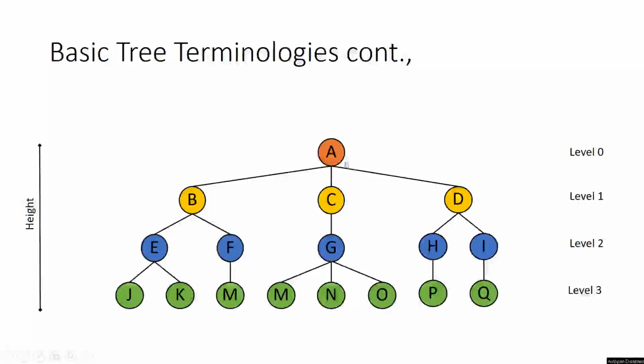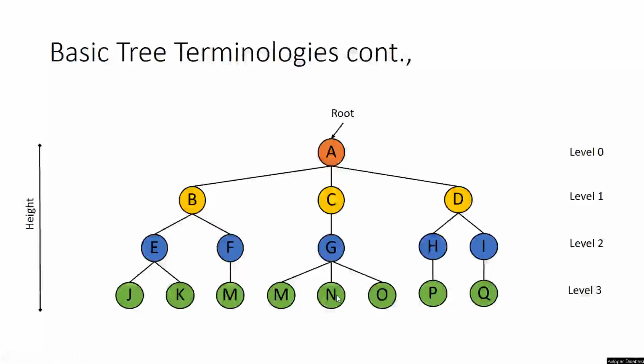Here, A is the root, and we have different levels. A, the root, is at level 0, then level 1, level 2, level 3, and it goes on increasing as the leaf levels increase. And from the root to the leaf node, we call that the height of the tree.